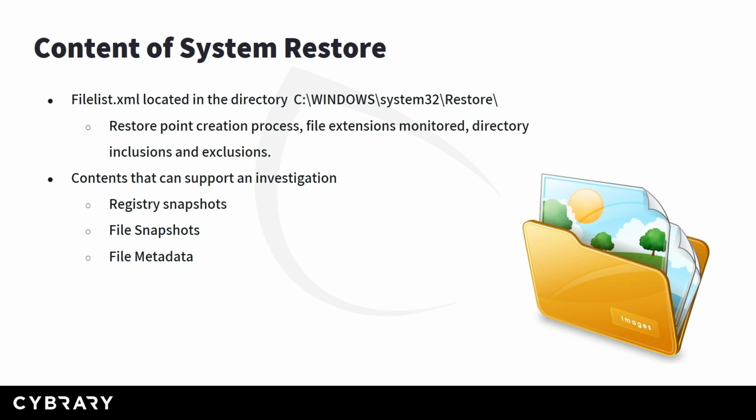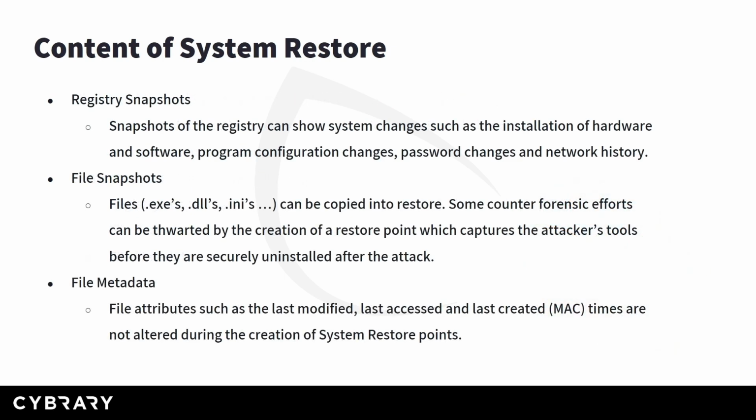Contents most appropriate to support an ongoing investigation are registry snapshots, file snapshots, or file metadata. Analysis of registry snapshots over the course of time can be a very fruitful piece of evidence and is useful across several different types of investigations. Snapshots of the registry can show system changes such as the installation of hardware and software, program configuration changes, password changes, and network history. The registry is vast in its information, so the list is endless.